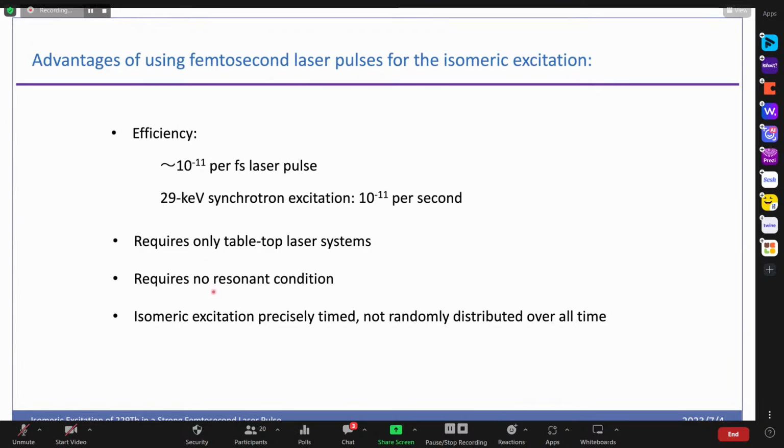And it does not require resonant condition because it is a laser-driven electronic excitation. In contrast, those optical excitation methods need to search for strict resonant conditions, including, for example, the 29 keV synchrotron case, they need to search for resonance. And the isomeric excitation is well timed. It only happens within the femtosecond laser pulse, not randomly distributed over all time. Therefore, this may be useful in the future for coherent operation of the nuclear excitation.